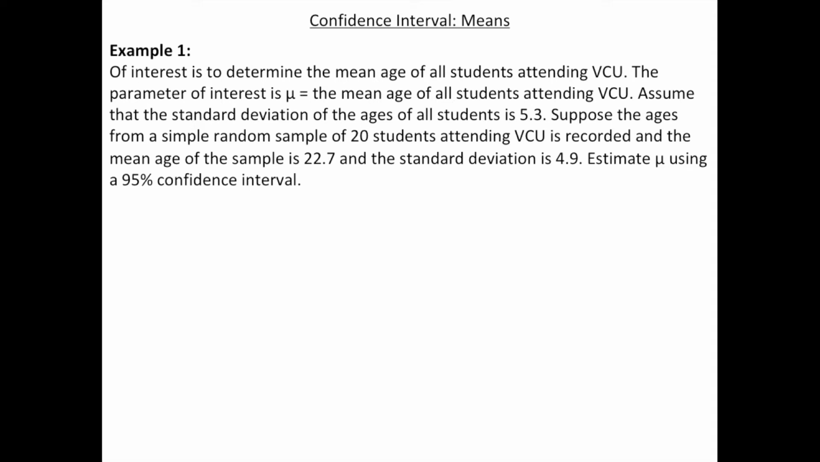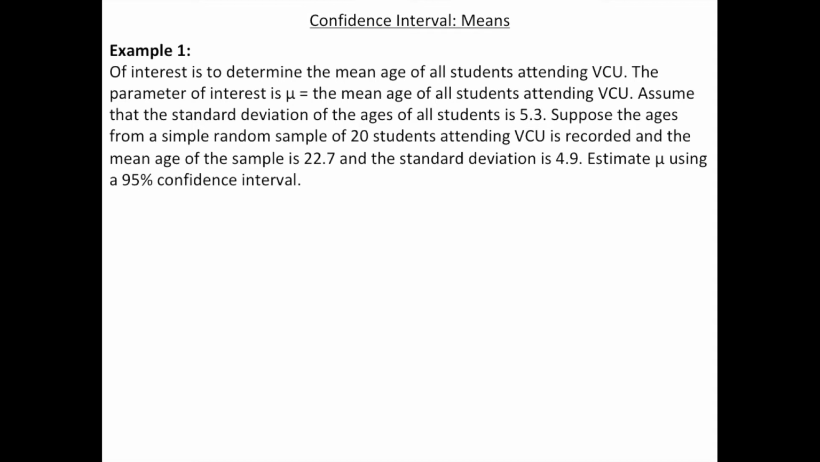So for our first example, of interest is to determine the mean age of all students attending VCU. The parameter of interest is mu, which equals the mean age of all students attending VCU. Assume that the standard deviation of the ages of all students is 5.3. Suppose that ages from a simple random sample of 20 students attending VCU is recorded, and the mean age of the sample is 22.7, and the standard deviation is 4.9. Estimate mu using a 95% confidence interval.